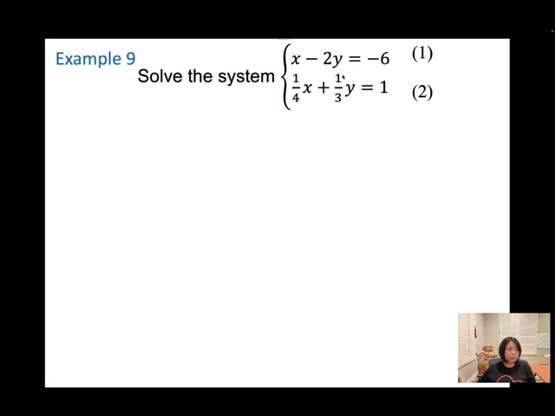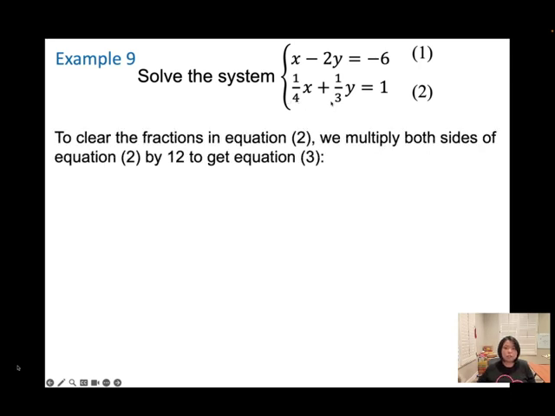Okay, example 9. Since we have a fraction in equation 2, we want to get rid of the fraction. So think about it. What is the LCD for the second equation? LCD will be 12, right? So what we're going to do? We're going to multiply the whole equation by 12. Simplify it. So 12 divided by 4, you're going to get 3x. 3x plus 4y equal to 12.